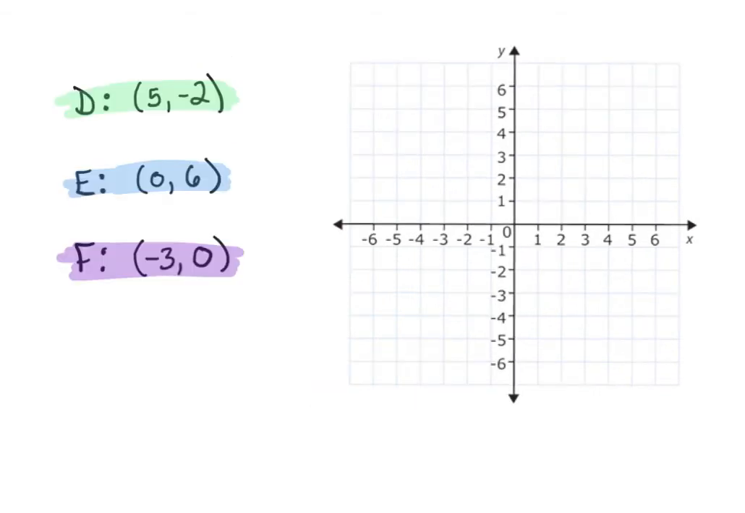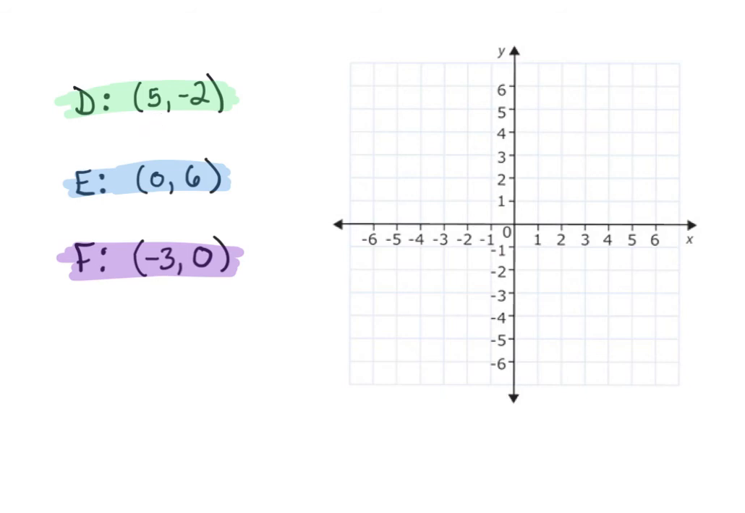So what if you've already been given the points and now your job is to plot them? Well, we basically do this process in reverse. Let's start with point D. The x value of point D is 5. I know this because it is the first number listed inside the parentheses.